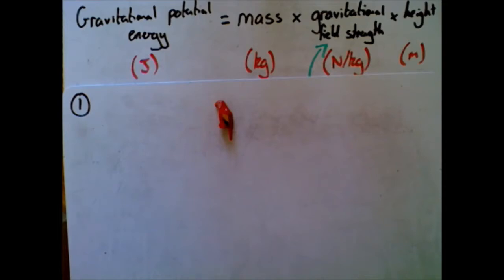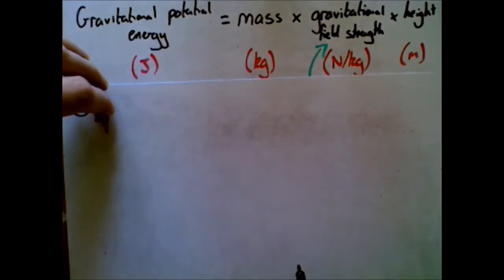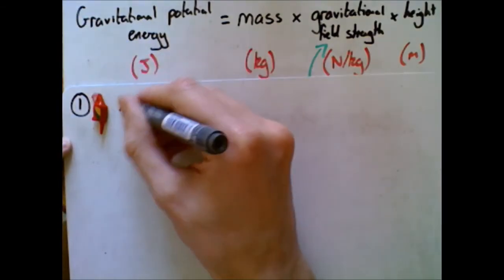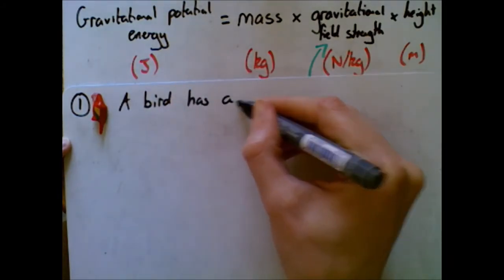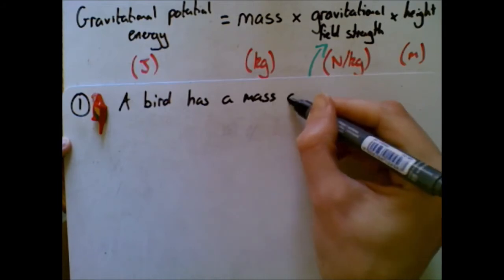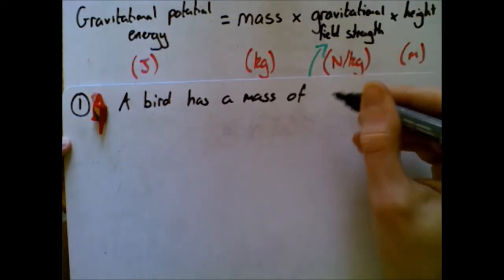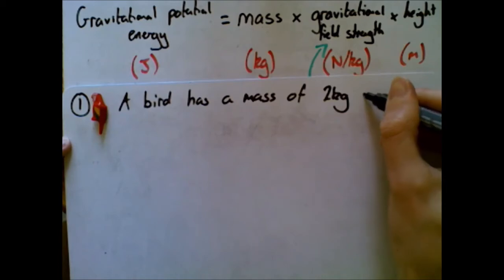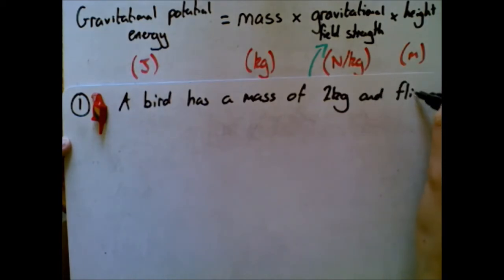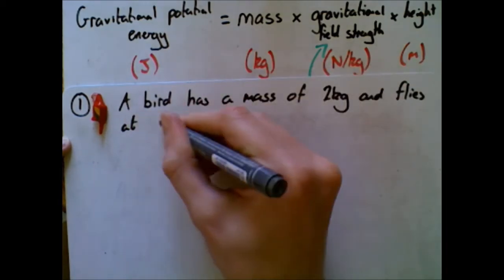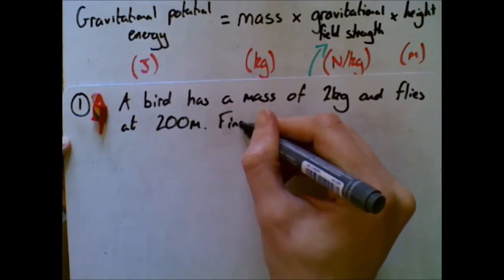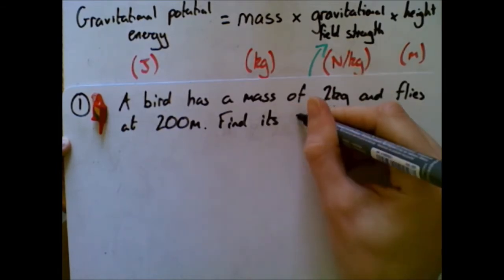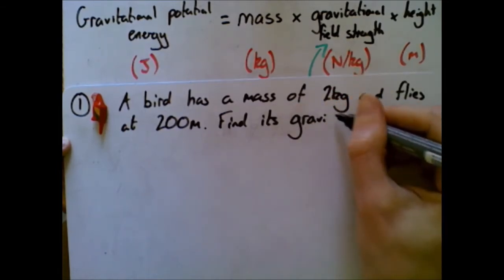Okay, so for example number one, we're going to talk about this parrot. Okay, I'll put him over here actually. So a bird has a mass of 2 kilograms and flies at a height of 200 meters. Find its gravitational potential energy.